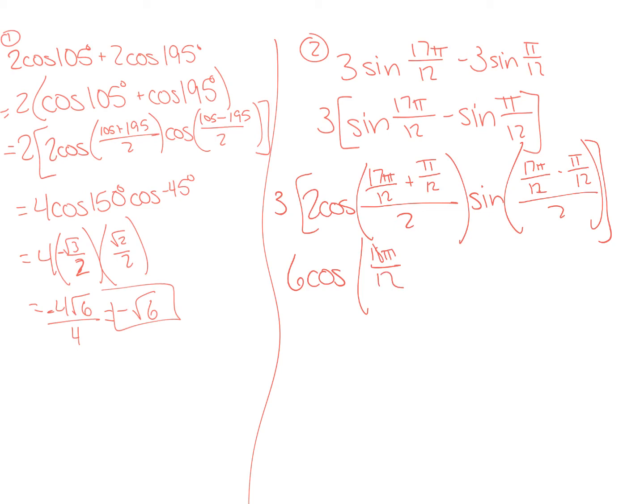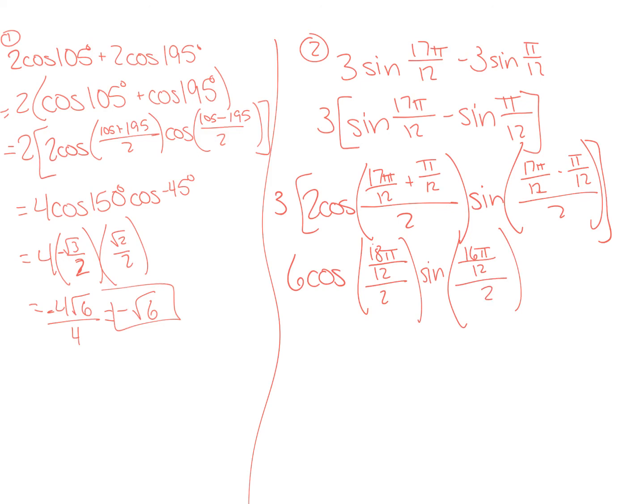I don't know why I keep adding like a third piece to my pi signs. Give me a second, that was weird. 18 pi over 12 over 2. And then sine 16 pi over 12 over 2.